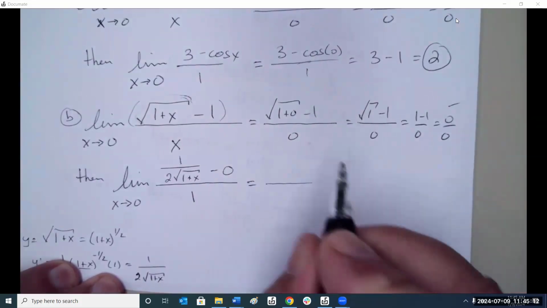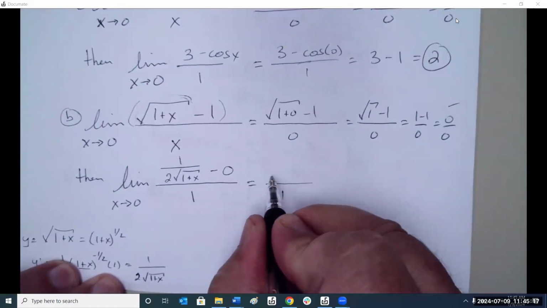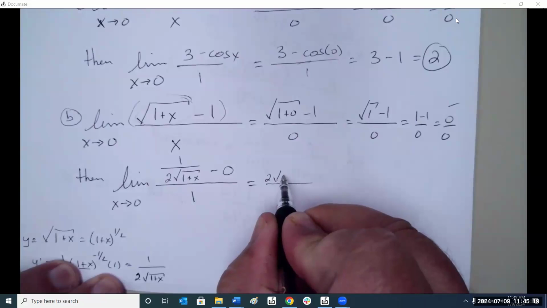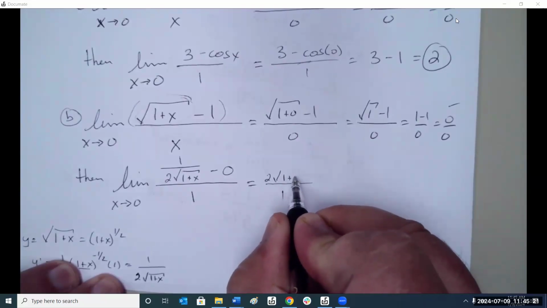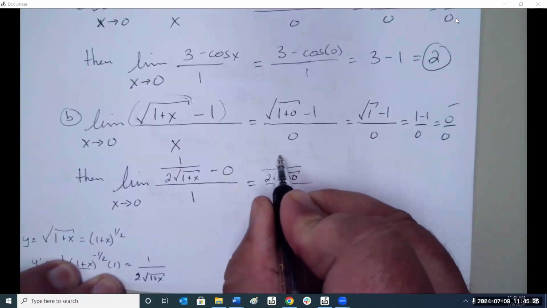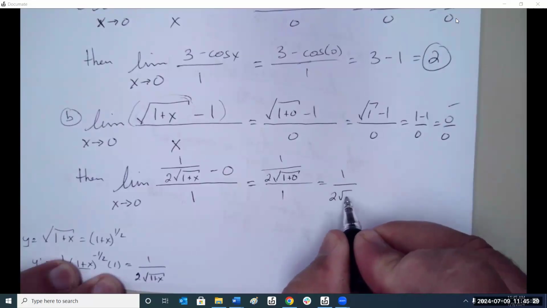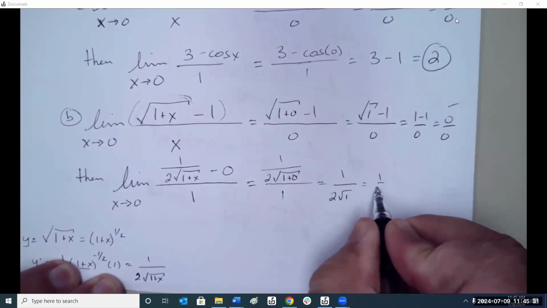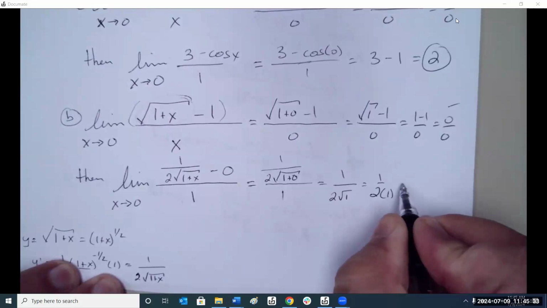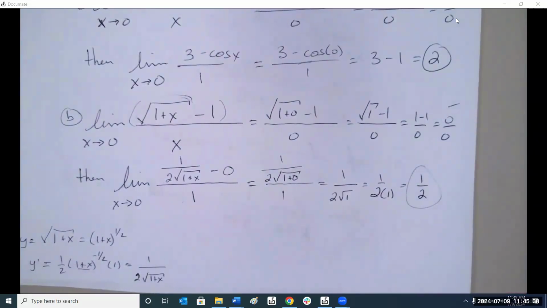Now let's plug in our values. So the denominator is 1, we don't need that. 2 radical of 1 plus 0, 2 radical 1. 1 over 2 times 1 is 1/2. There's the limit.